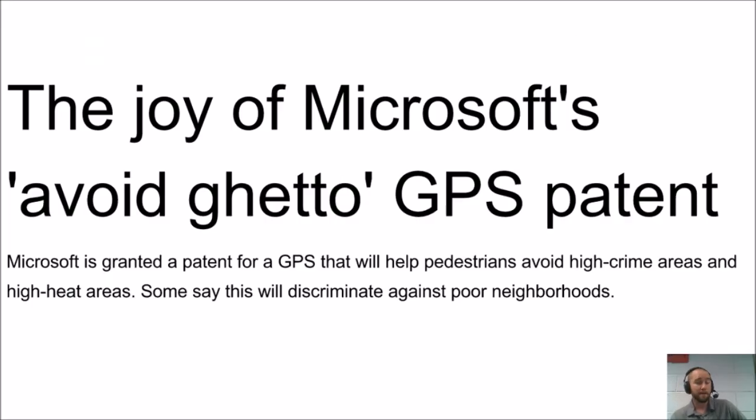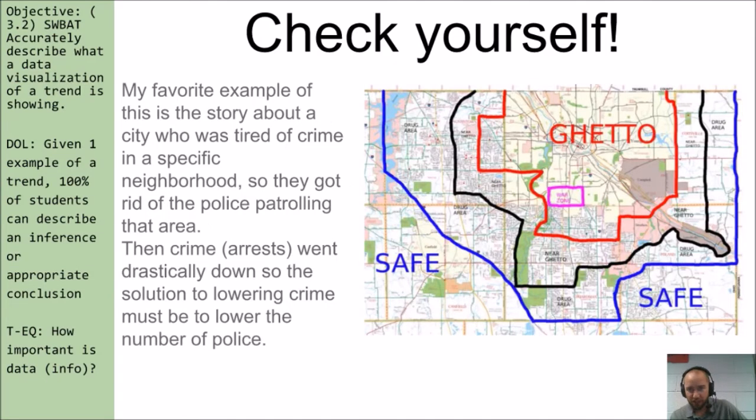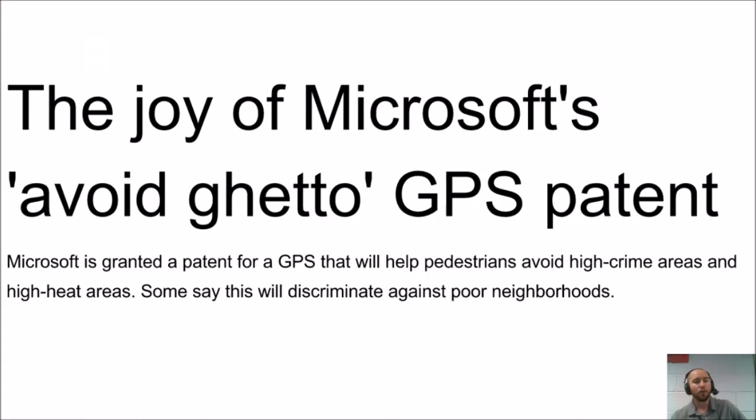If you want to learn more about this particular picture I have here, Microsoft recently got in trouble for creating a GPS patent that helped people avoid the ghetto. So to learn more, go ahead and search this, the Joy of Microsoft's Avoid Ghetto patent. It said Microsoft has been granted a patent for a GPS that will help pedestrians avoid high crime areas and high heat areas. Okay, the high heat, if we're talking temperature, that sounds a little more reasonable.